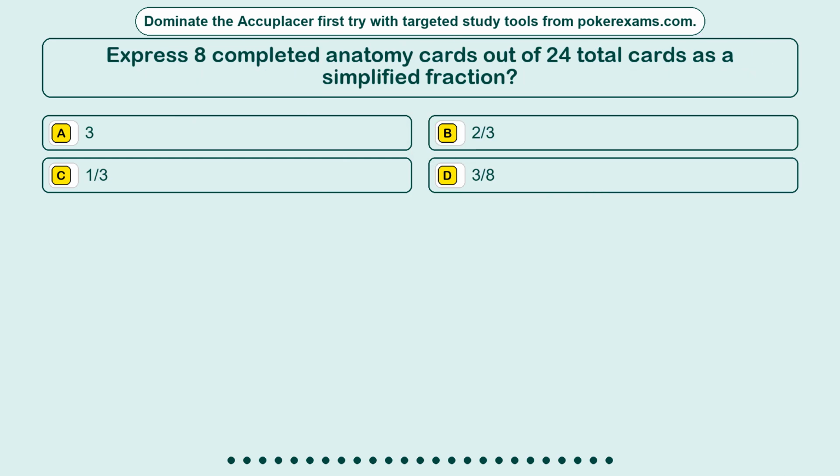Question 2. Express 8 completed anatomy cards out of 24 total cards as a simplified fraction. Option A, 3. Option B, 2/3. Option C, 1/3. Option D, 3/8.